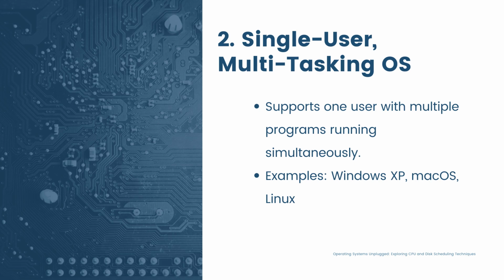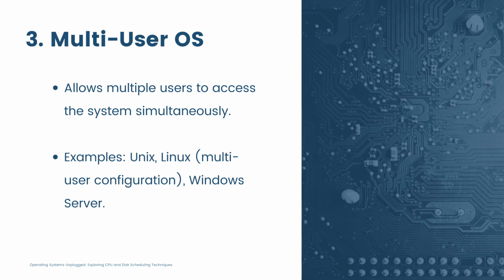Next is the Single User Multitasking OS. It is the most used operating system today since a single user can do many things at a time. For example, a user can write an article using a word processor while also browsing the internet or checking their social media applications.